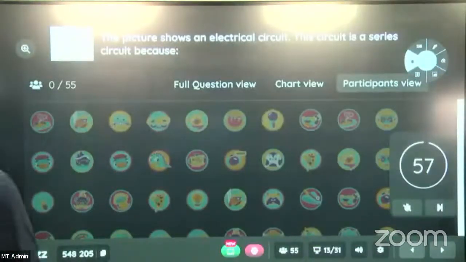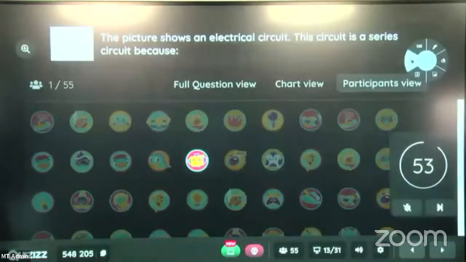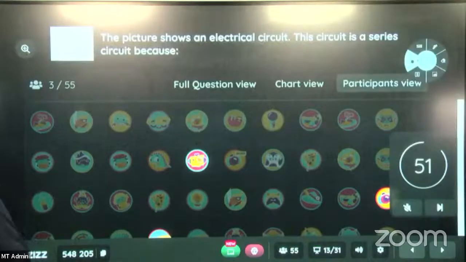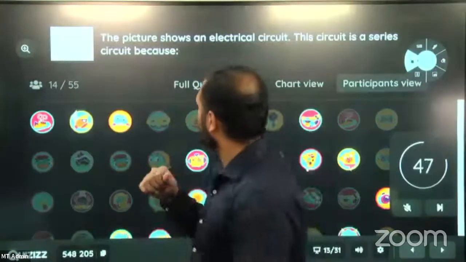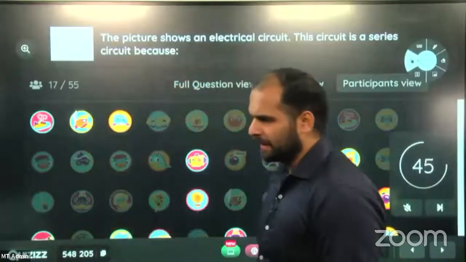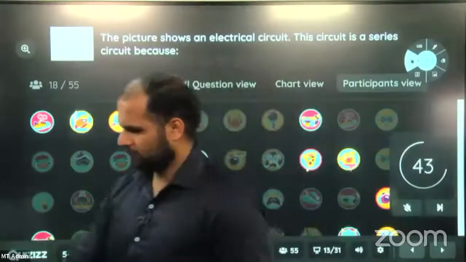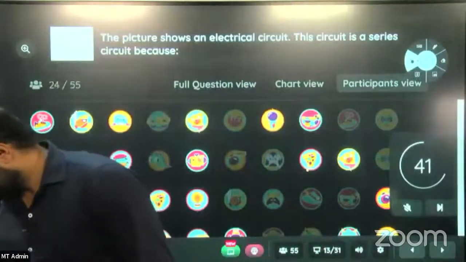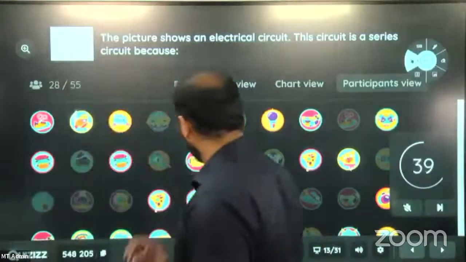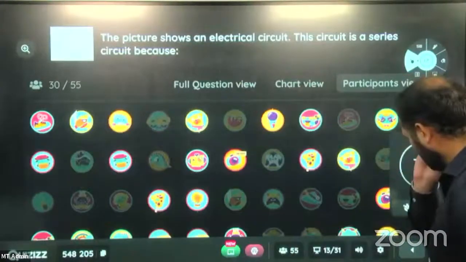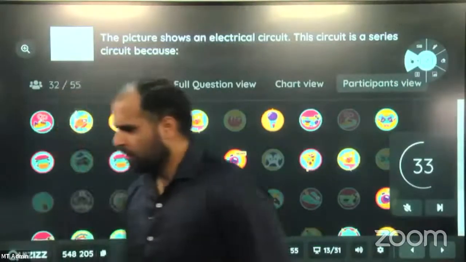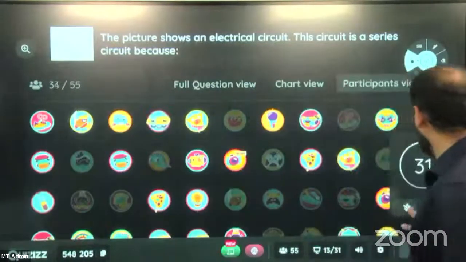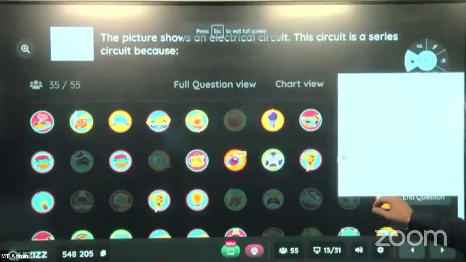Okay, Joshua. The wiring is a series circuit. Can anyone say? Yes, it's a series circuit. Same current throughout. Okay, let's disable the timer and end the question over here.